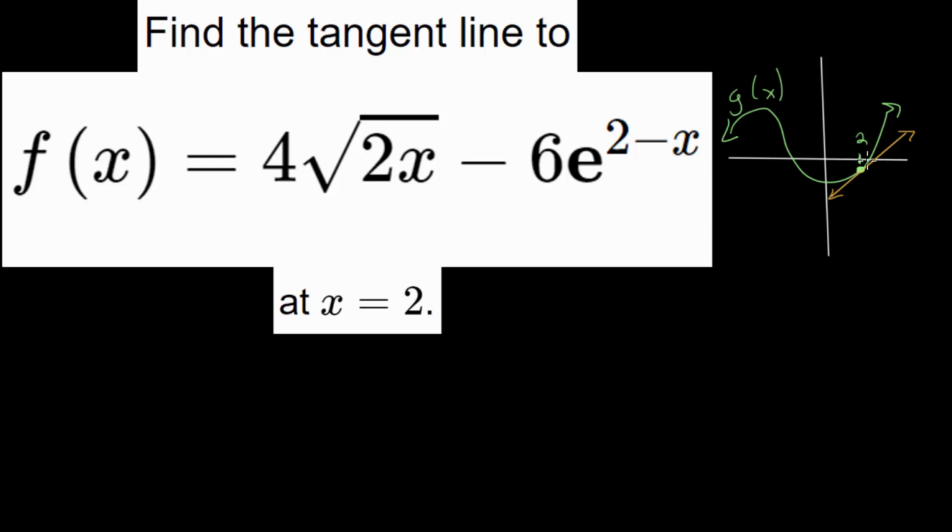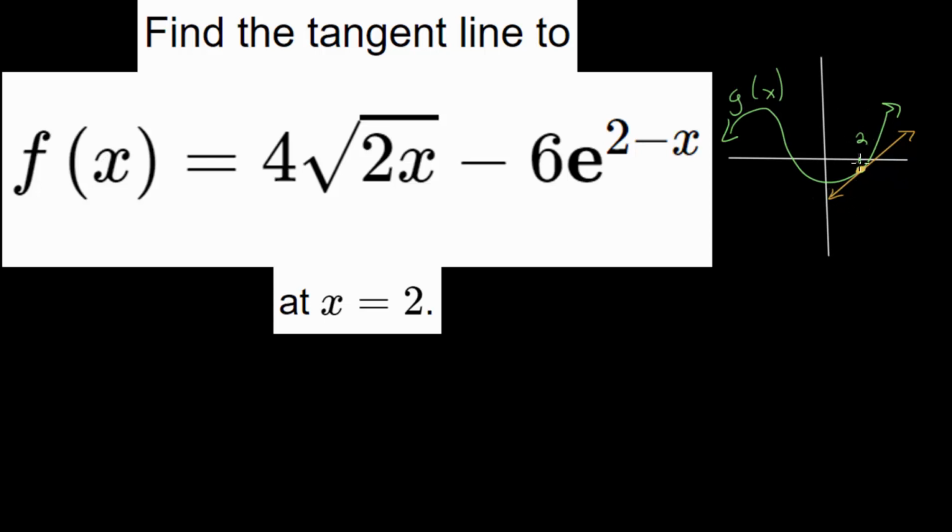To find the equation of the line, we need to know a point on the line, which we can figure out by just plugging in 2 to our function. Then we just need to figure out the slope of the line. Remember that the derivative of the function, the rate of change of the function, tells us the slope of the tangent line at any given point. So if we can find a formula for the derivative, we can plug in our x value of 2, and that will tell us the slope of the line that's tangent to the function at that given point.